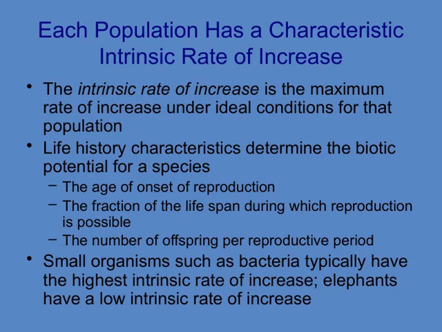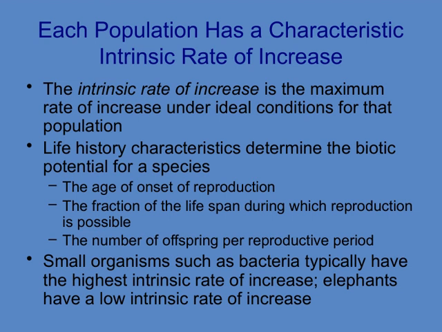Each population has a characteristic intrinsic rate of increase, which is really the maximum rate at which that population can grow under ideal conditions. It's important to understand that this rate is influenced by the species' life history characteristics, which essentially determine its biotic potential. Key factors include the age at which individuals start reproducing and how much of their lifespan they spend being able to reproduce. For example, some species begin reproducing early in life, while others start much later. Then, we look at how many offspring they produce during each reproductive period.